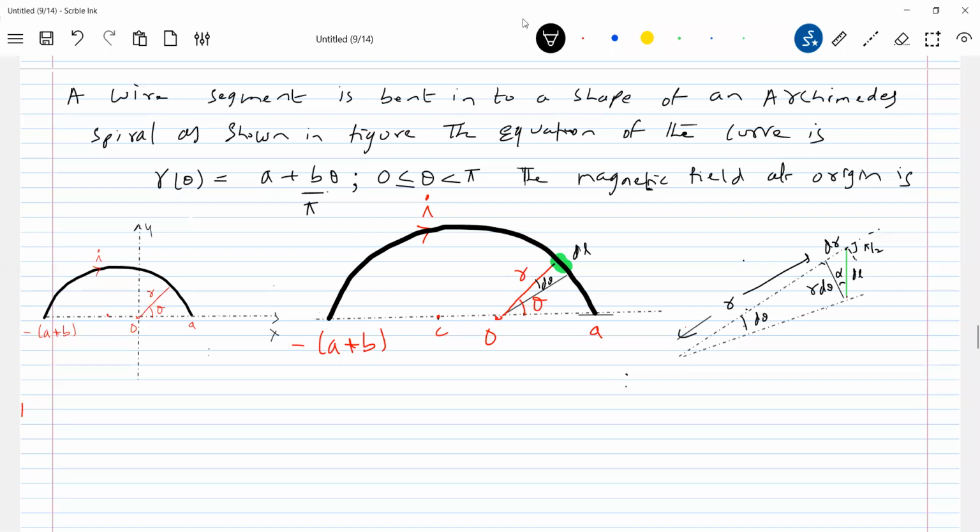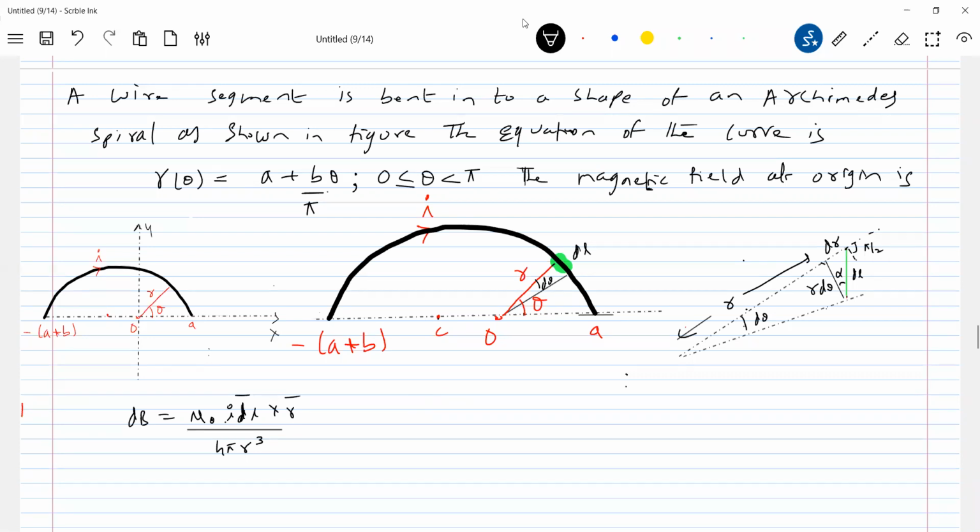dB bar is equal to mu naught I dl bar cross r bar, I dl, divided by 4 pi r square. So r cube, in the vector form I am writing it. What is r bar? r bar you can write as r into r cap. So in the vector form, it will be mu naught I dl bar cross r bar by 4 pi r cube.